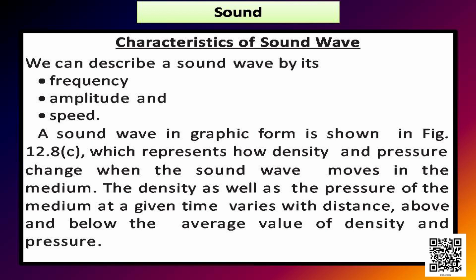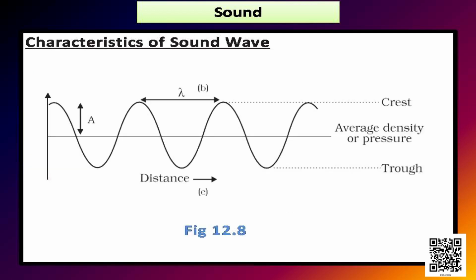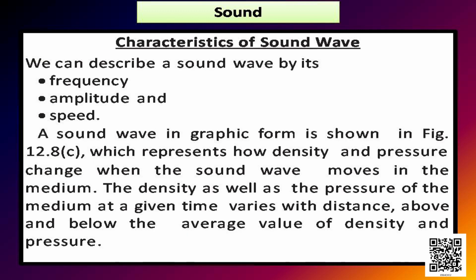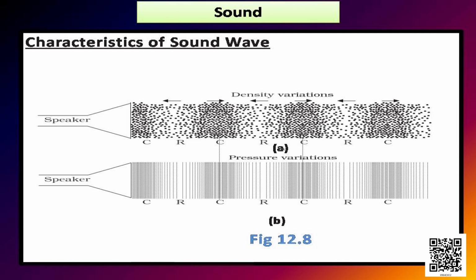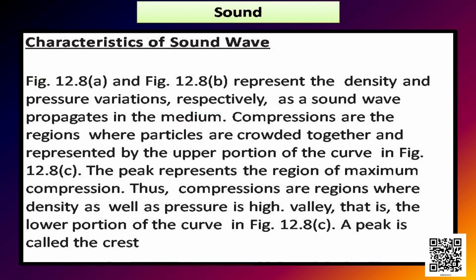A sound wave in graphic form is shown in figure 12.8c of the book, which represents how density and pressure change when the sound wave moves in the medium. The density as well as the pressure of the medium at a given time varies with disturbance above and below the average value of density and pressure. Figure 12.8a and figure 12.8b represent the density and pressure variations respectively as a sound wave propagates in the medium.